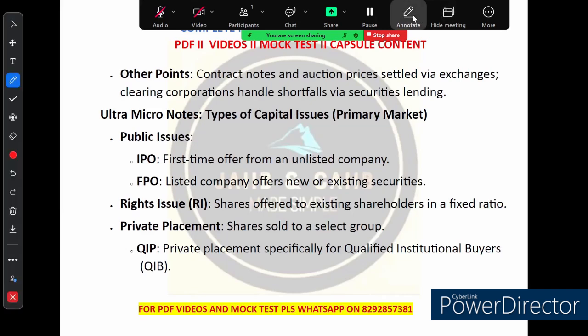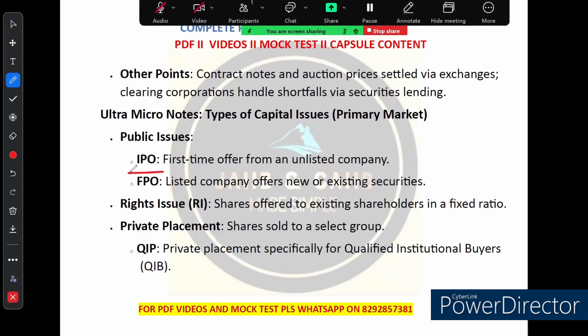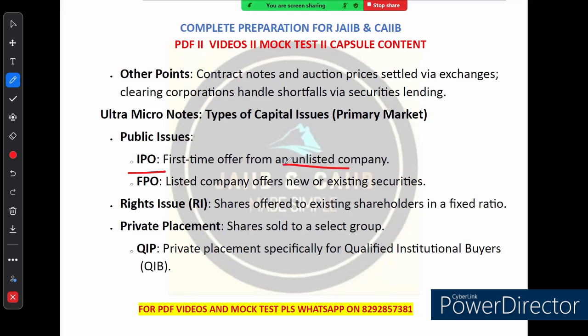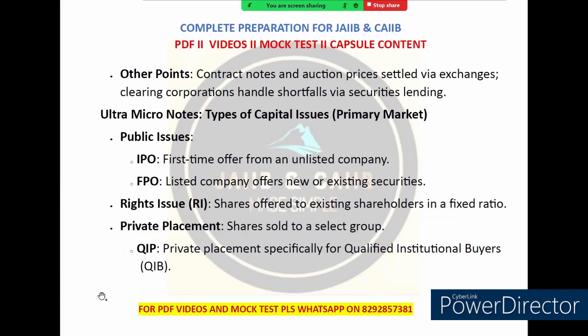Now what are the types of capital issues? The first is IPO, when a company sells its shares for the first time. The next is FPO, where a listed company offers new or existing shares. Next is rights issue, when a company gives existing shareholders a chance to buy more shares. Next is private placement, shares sold to a small group of investors. Next is QIP, a special type of private placement only for institutional buyers. So remember these things, very important from an examination point of view.